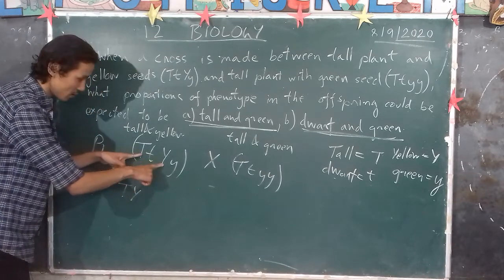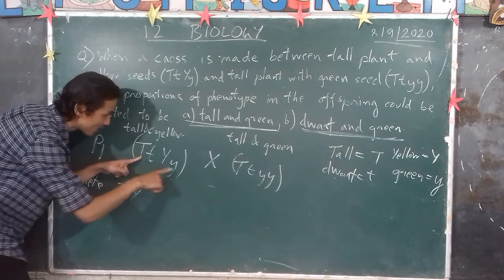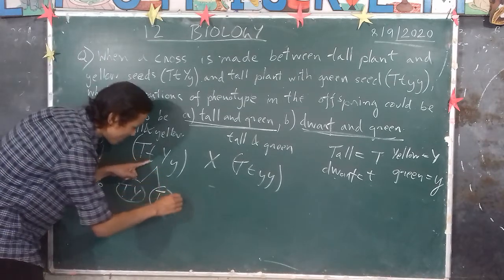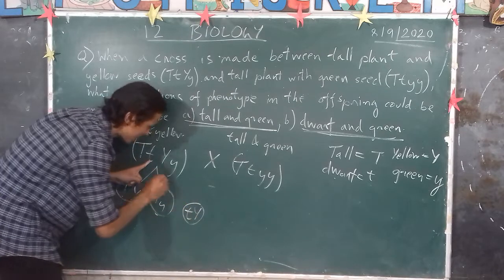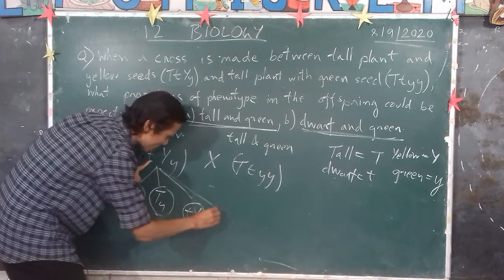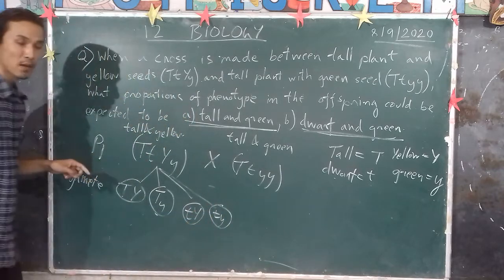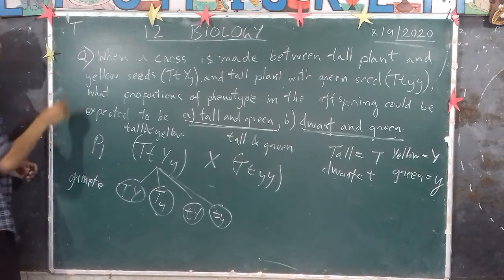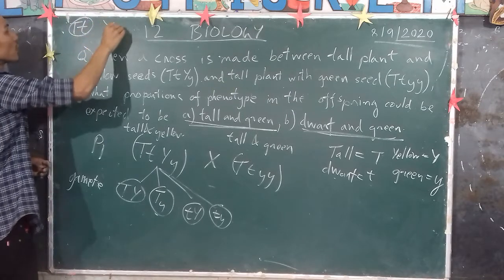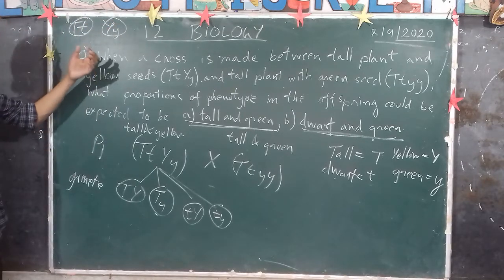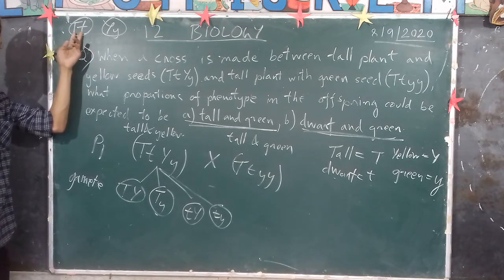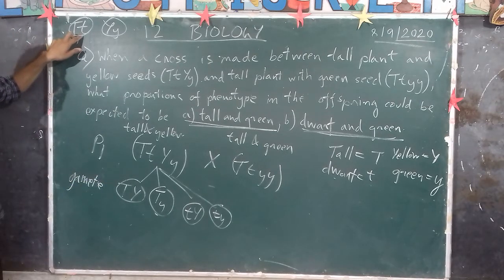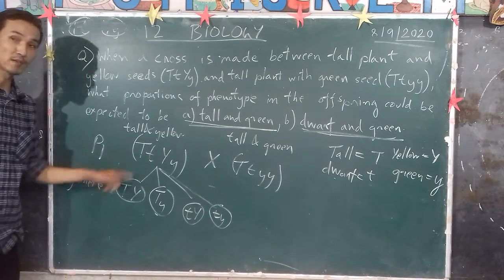This T combines with this Y, so you're getting one type of gamete. This T combines with small y, you're getting another type of gamete. Then this small t combines with capital Y, another type of gamete, and this small t combines with small y. Always make sure you form the gametes. Now when you're forming gametes, don't confuse yourself by saying what about tt or yy, because according to the law of segregation, genes controlling the same character segregate or separate out during gamete formation. Hence you don't get these types of gametes, rather you get a combination of different gametes.